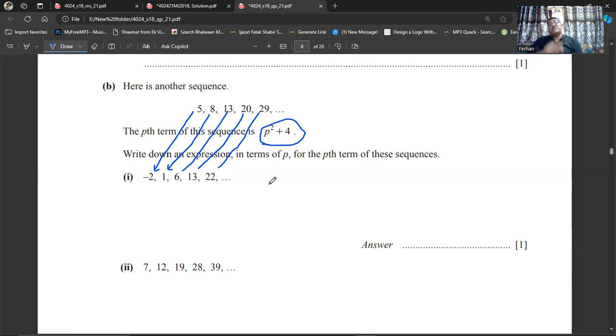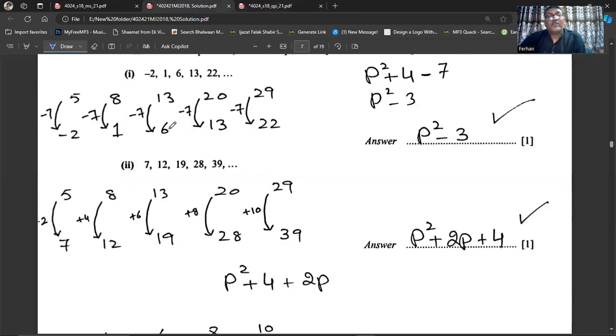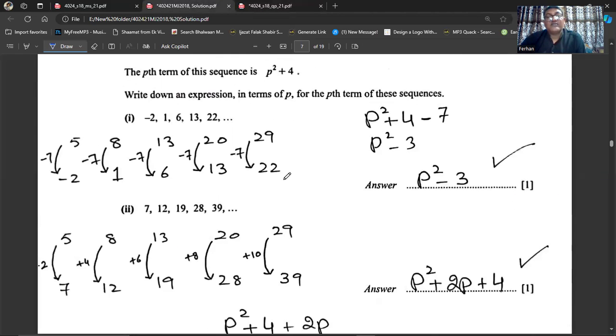So the nth term for this sequence will be p square plus 4 minus 7. So it will become p square minus 3. So hopefully you understand how this is done. I have shown it. So the pth term for this formula will be p square plus 4, and from it subtract 7. So you will have p square minus 3. So p square minus 3 is the pth term for this sequence.